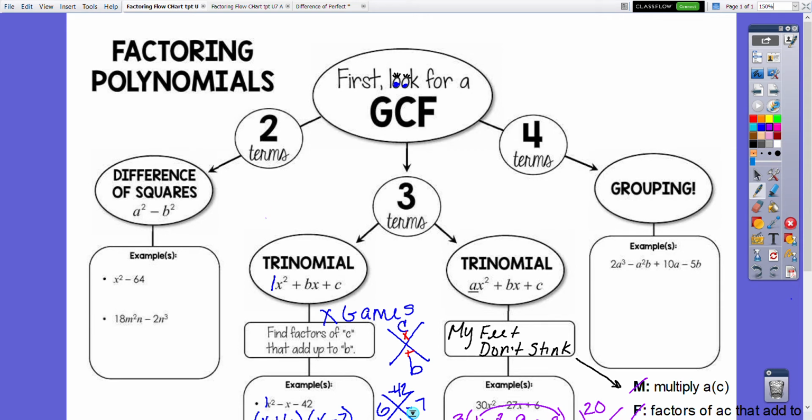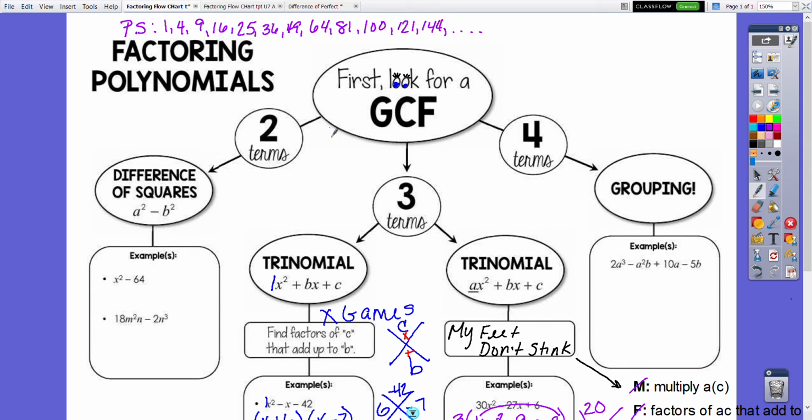Hi guys, so I just want to add to our factoring flowchart here, and today we're going to talk about two terms, our difference of perfect squares. So in order to factor a difference of perfect squares, the first thing we need is a list of perfect squares. So I'm just going to write my list of perfect squares right up here: 1, 4, 9, 16, 25, 36, 49, 64, 81, 100, 121, 144, and so on. And I could get the rest: 13 times 13, 14 times 14.